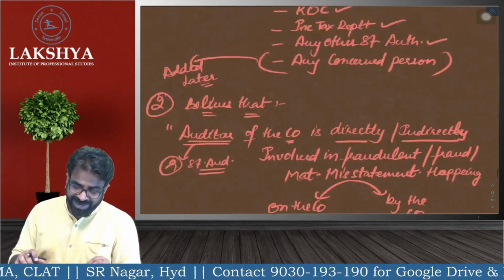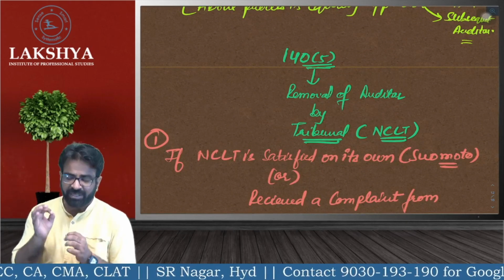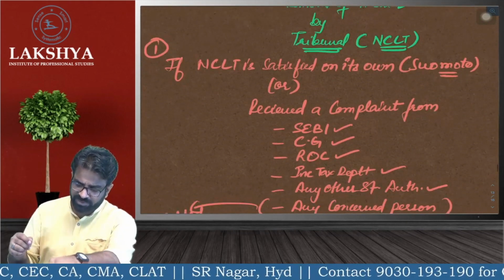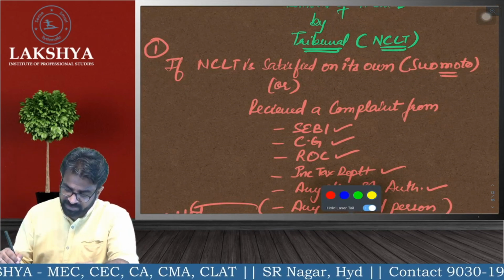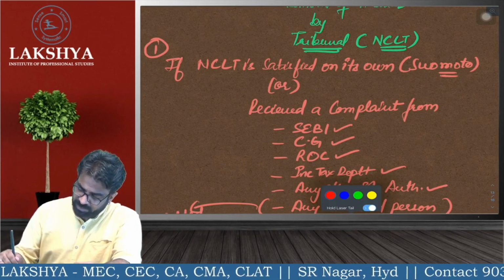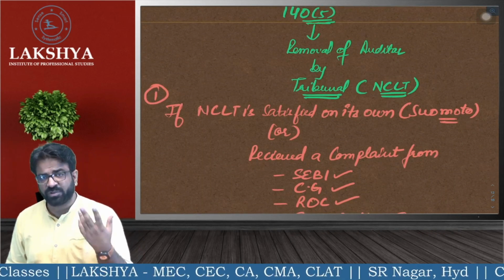So that brings an end to the removal of an auditor before the expiry of the term by the NCLT. Quick revision करेंगे सर 2 सेकंड में. उसके बाद let's wind up, we'll take a break for a few minutes. Now what is a quick revision? Now we are talking about section number 140 subsection 5, which talks about what?